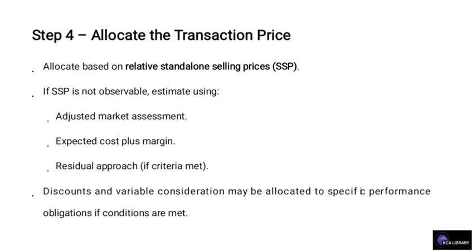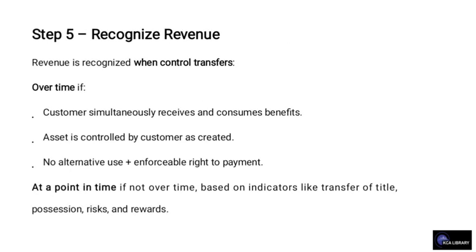If conditions are met. And lastly, the fifth step is the recognition of revenue. Revenue is recognized when control transfers over time if one, the customer simultaneously receives and consumes benefits, two, an asset is created that is controlled by the customer, and lastly, no alternative use plus enforceable right to payment. Otherwise, at a point in time, based on indicators like transfer of title, possession, risk, and reward.